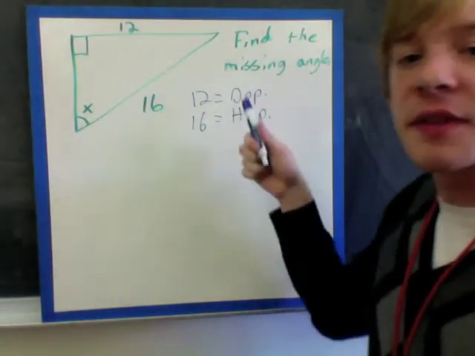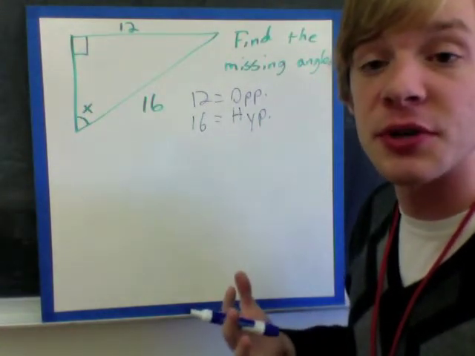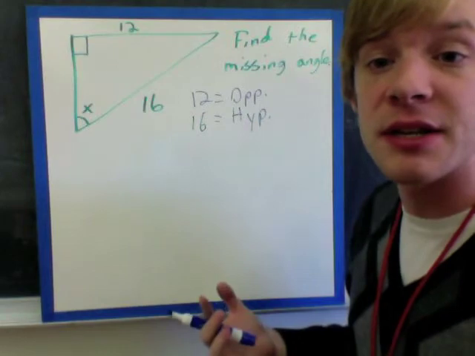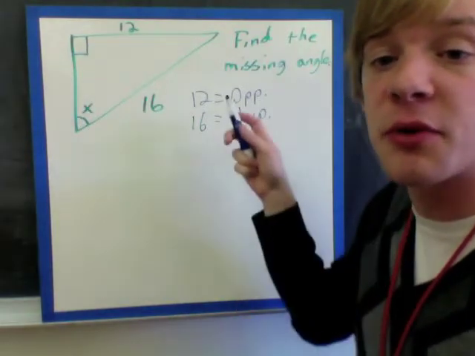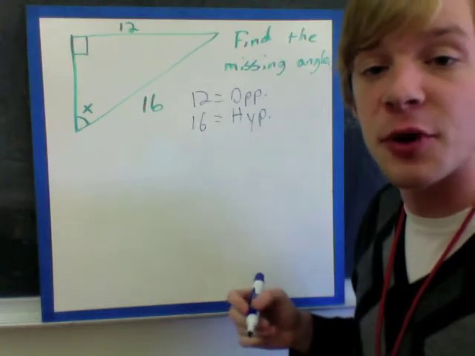Okay? So we've got the opposite and the hypotenuse. And if we look at our trig ratios, we see that sine is the only one of the three that uses both opposite and hypotenuse. So we're going to be using sine for our ratio today.